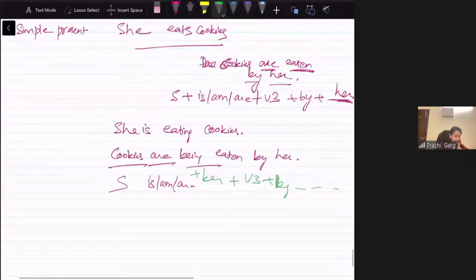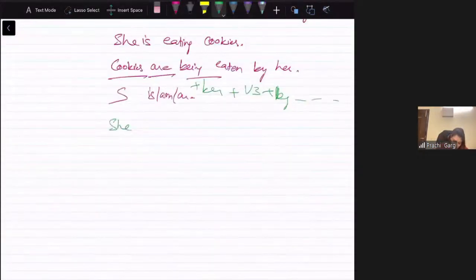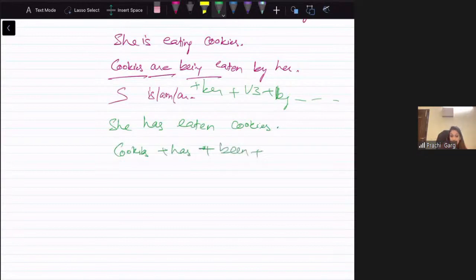Now comes the present perfect. If it says she has eaten cookies, now how will this work in present perfect? In present perfect, we use cookies, has is there for us, right? Then we use been here because it's present perfect and we are changing it to the passive voice. Then we use the third form of the verb, which is eaten, and then by, and then the subject becomes object here. Am I clear?